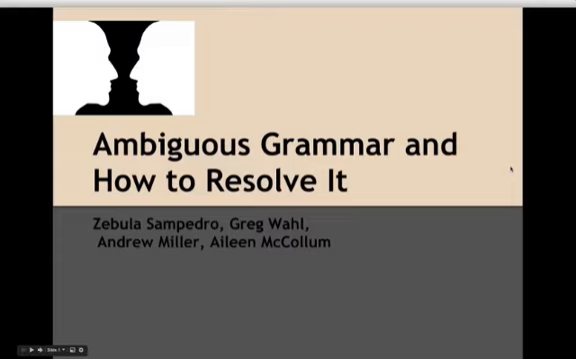We're going to be talking about ambiguous grammar and how to resolve it. The picture in the top left of the screen is an example of ambiguity. It can be interpreted as either two faces looking at each other or a lamp.